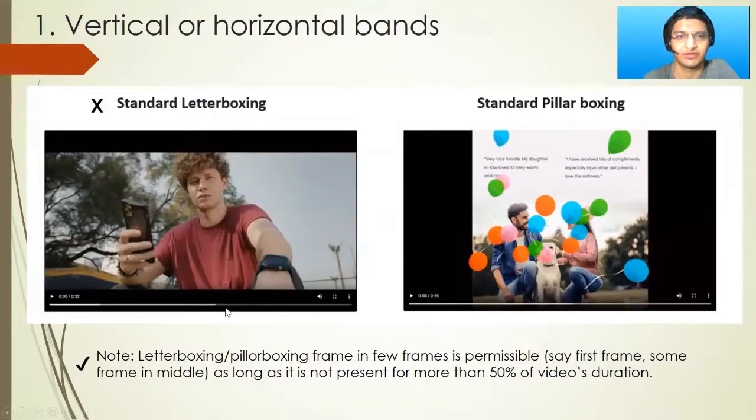First, vertical or horizontal bands. If you notice on the left-hand screen, this video has this dark band on both the top and bottom. On the right-hand screen, you have a dark band on the left and the right-hand side. This typically happens when the video is of a different format and it has been changed to 16:9. So any video which has such kind of a banding for more than 50% of the video duration will get rejected. You could have such bands in 1 or 2 frames. That's fine.